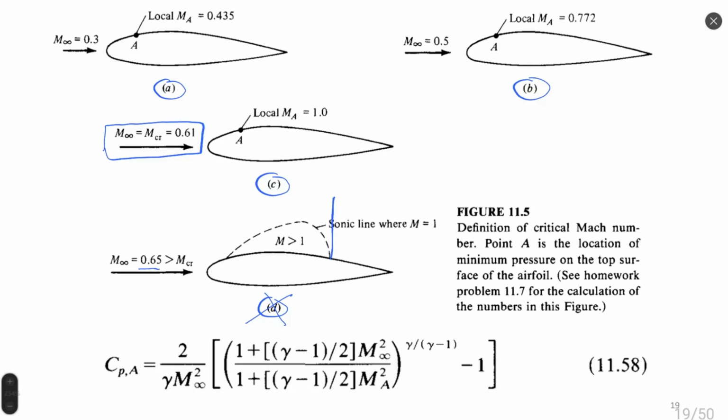First part, isentropic flow relation, is shown in equation 58. This is a function, I think we already saw it in our previous discussion. It describes the pressure coefficient at an arbitrary point A, and its relation to pressure at infinite distance.